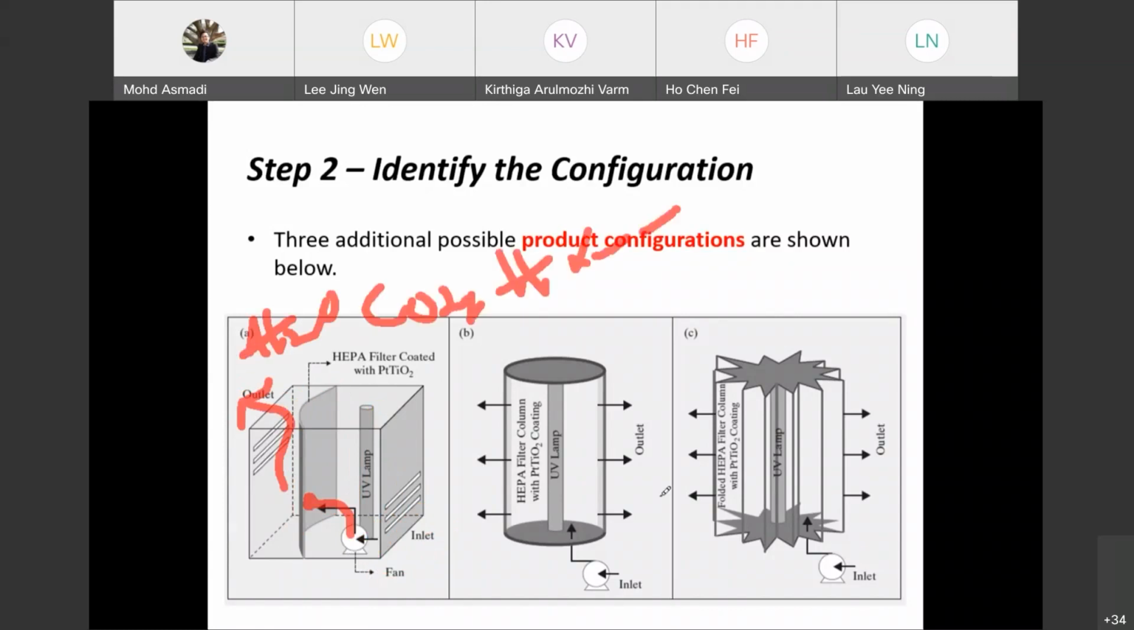Okay, that's one. And another figure: if you look here, the UV lamp you put at the center. This one is a little bit to this side. Okay. So the inlet.